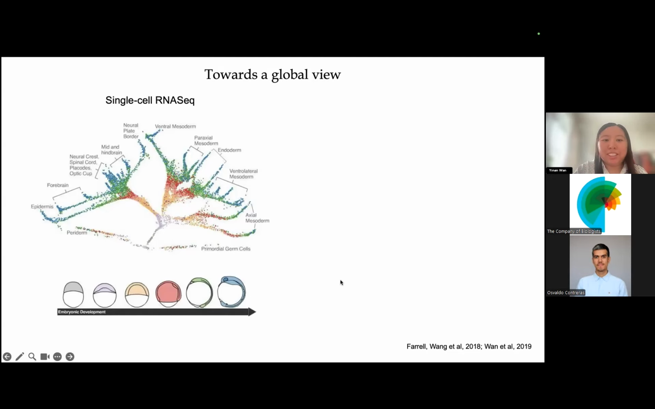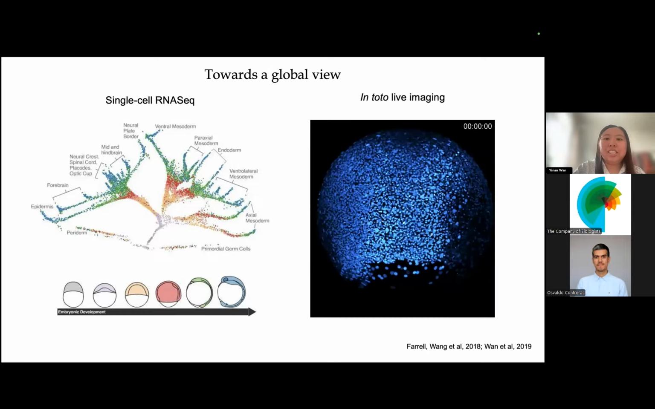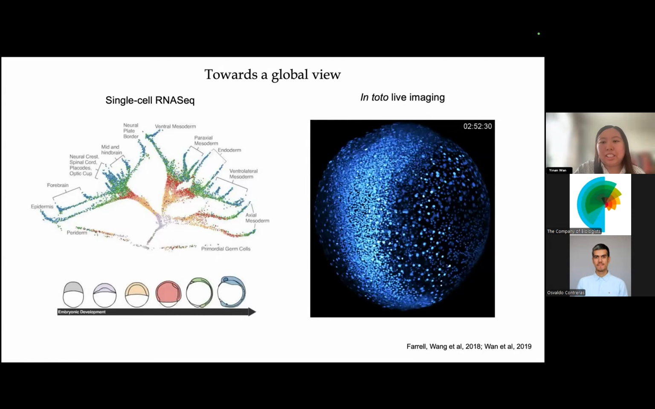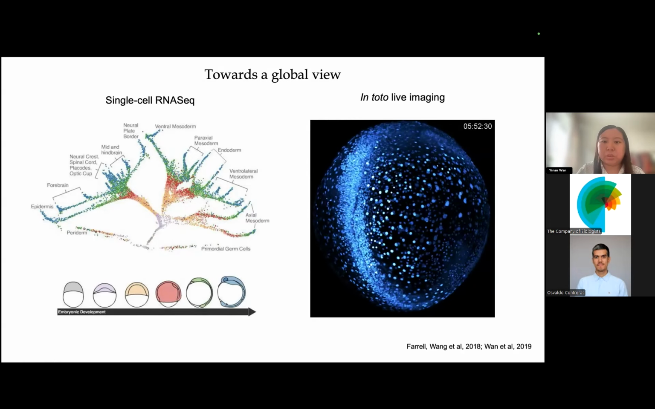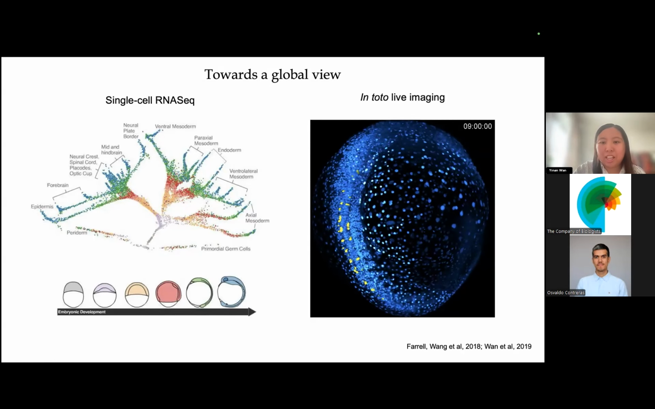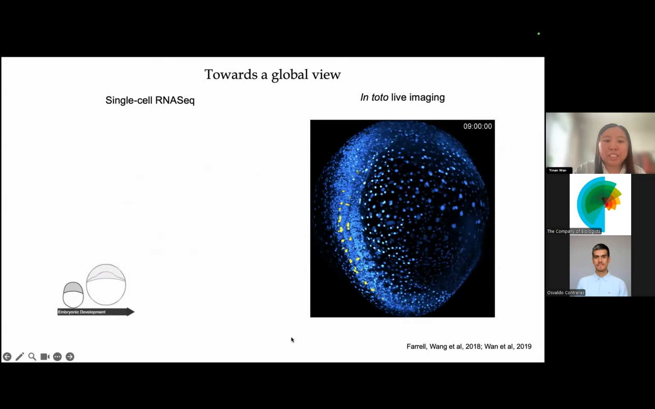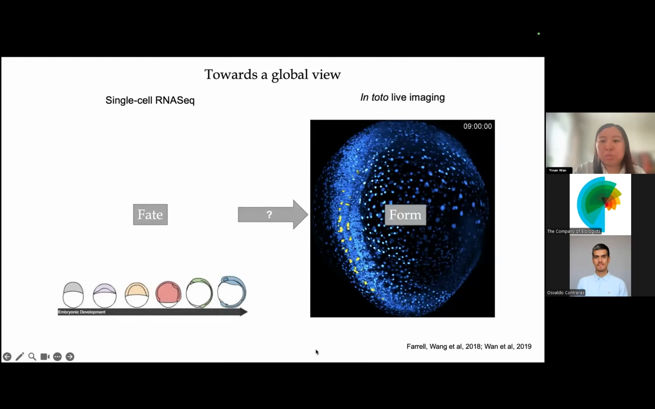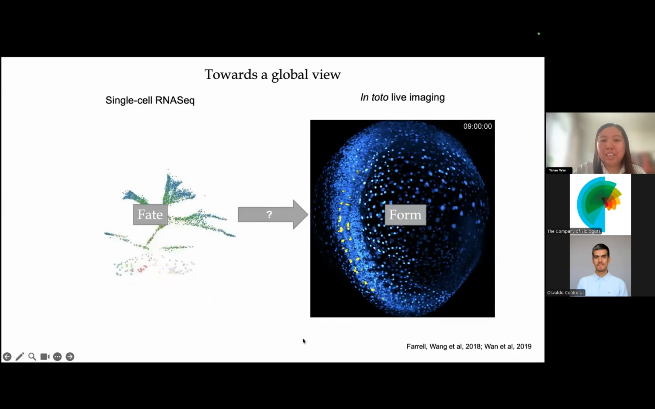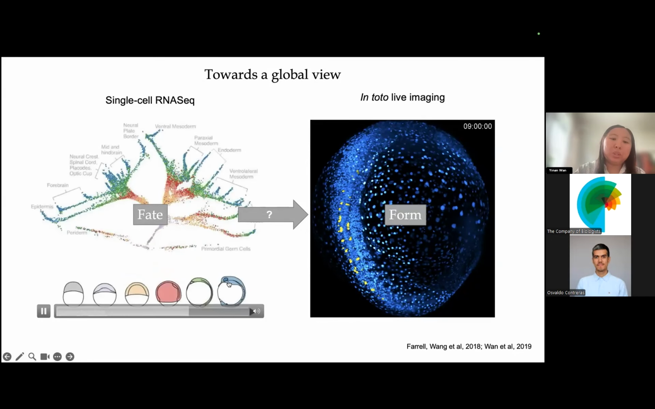But because these cells are dissociated, we lack the critical information of where they come from and how they interact with each other. Similarly, in toto imaging has given us unprecedented resolution into cell behaviors. But as you can see, the throughput of genes you can visualize from this method is rather limited. So technologies that put fate into form are very much needed.